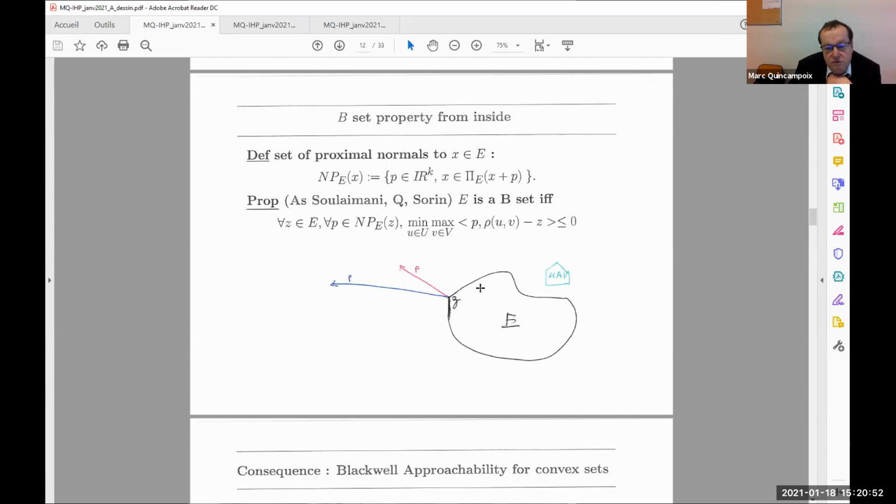What it means is, for every Z which is in E, in fact it has meaning only on the boundary of E, and for every proximal normal. So I have drawn a picture with a corner, so there are many proximal normals, the pink one and the blue one. And so there exists some U such that for every V, the scalar product between P and the payoff ρ(U,V) minus Z is negative. And you see, because this is of course linear in U and V, the min max is equal to the max min.